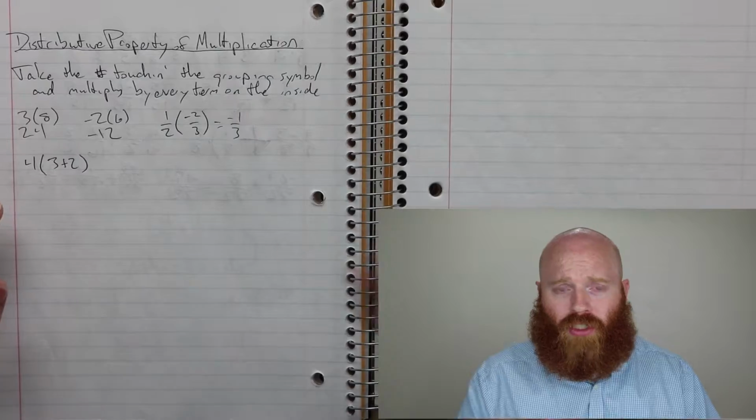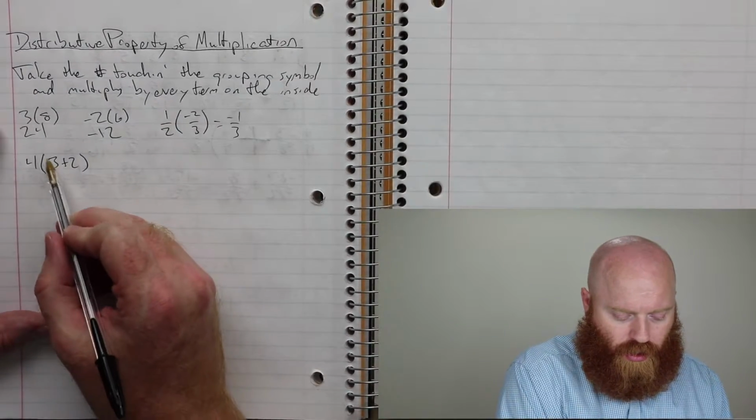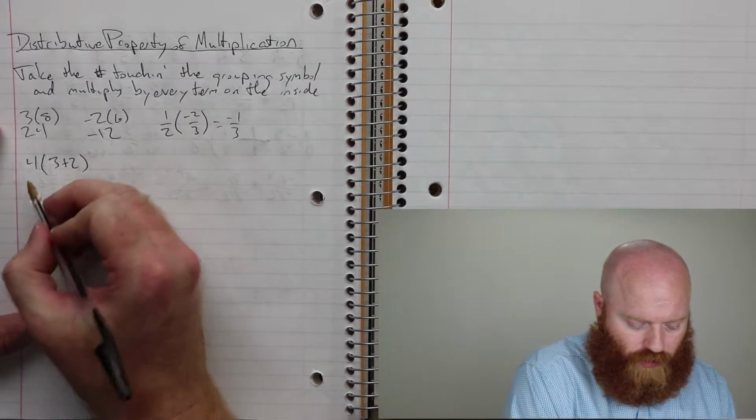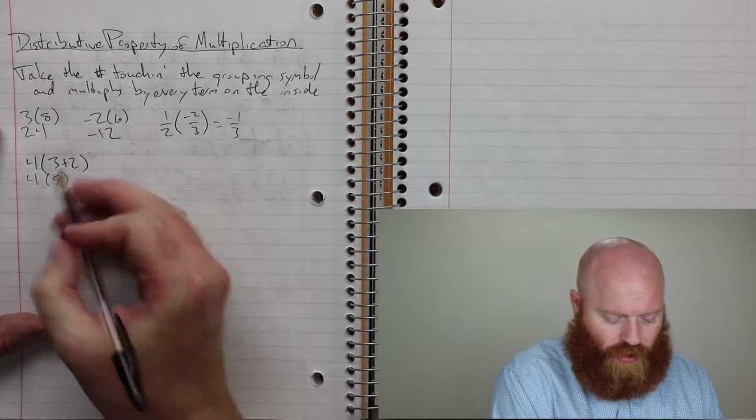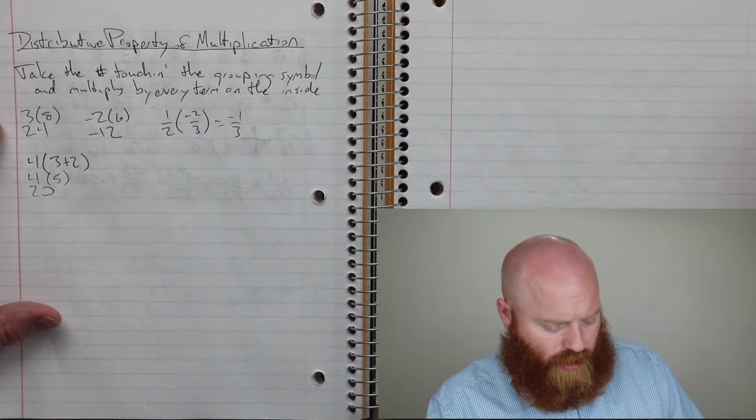So speaking of the order of operations, let's just write this down. It says do the inside of the grouping symbols. 3 plus 2 is 5. So 4 times 5, number touching grouping symbols means multiply. 4 times 5 is 20. That is the correct answer.